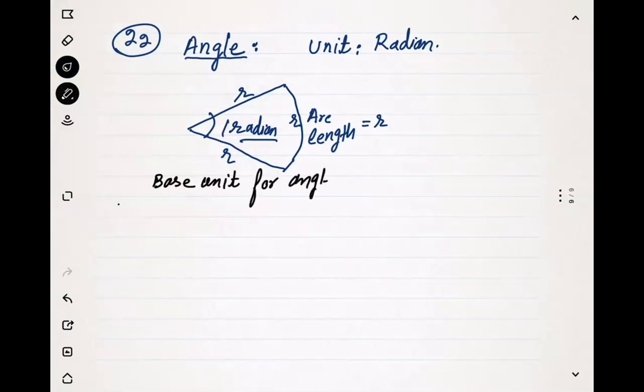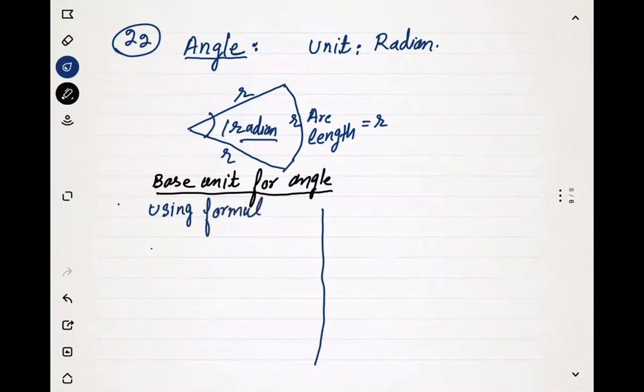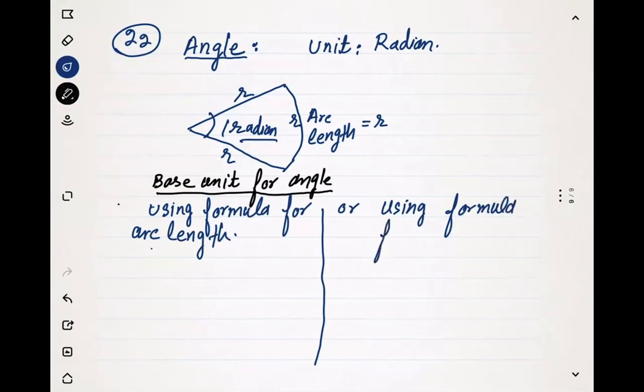Base unit for angle. We need some formula for angle in this regard. There are two formulae for angle that you can use. You can find its base unit using the formula for arc length, or the other option is using the formula for area of sector. Any formula that is suitable for you or easy to memorize, you can use.